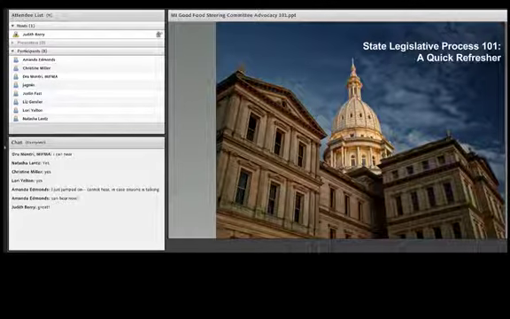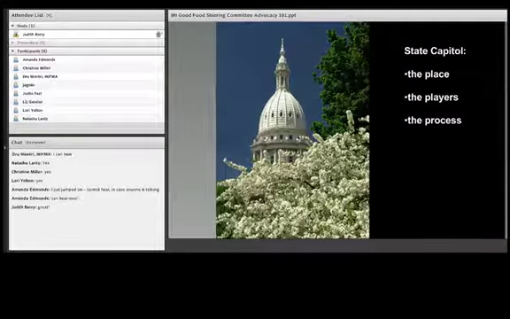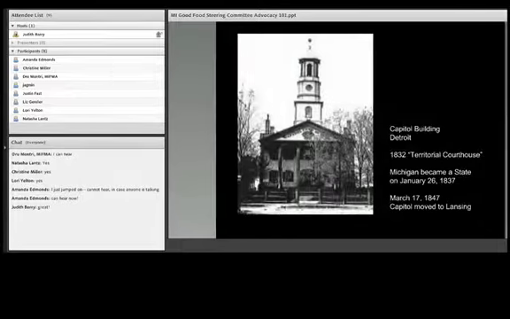Okay. So next we're going to look at the place, the players, and the process. And I'm going to go real quickly, since we're a little bit behind, through the next couple of slides. Michigan's had 3 capitals. We started as a territorial courthouse in 1832, and 5 years later, when Michigan became a state, that became our capital.